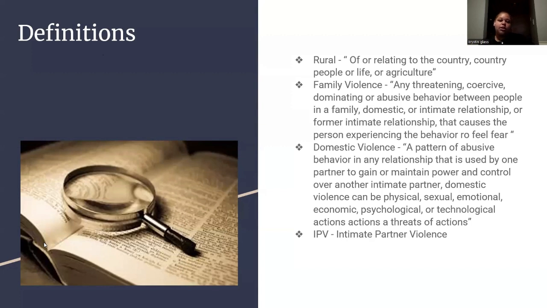The definition of rural is of or relating to the country, people, or life, or agriculture. Family violence is defined as any threatening, coercive, dominating, or abusive behavior between people in a family, domestic or intimate relationship, or former intimate relationship that causes the person experiencing the behavior to feel fear. Domestic violence is a pattern of abusive behavior in any relationship that is used by one partner to gain or maintain power and control over another intimate partner.